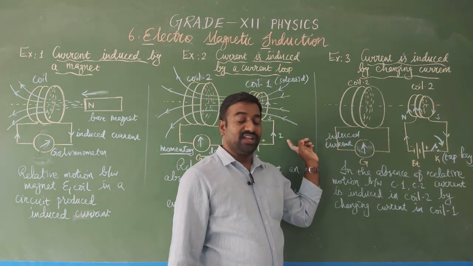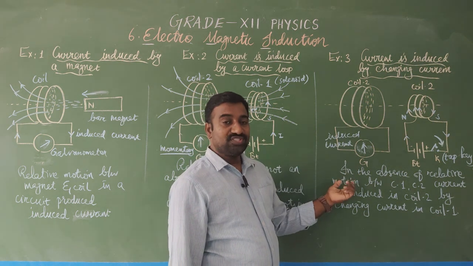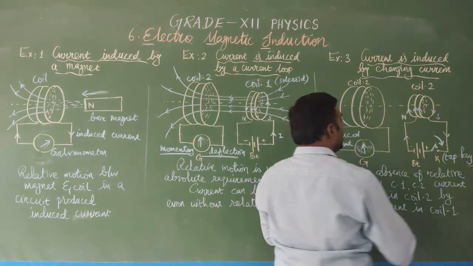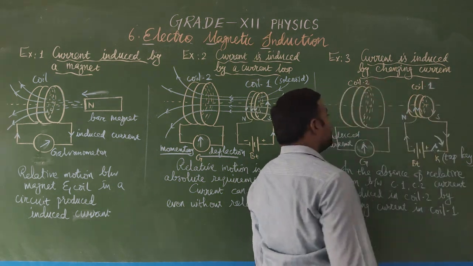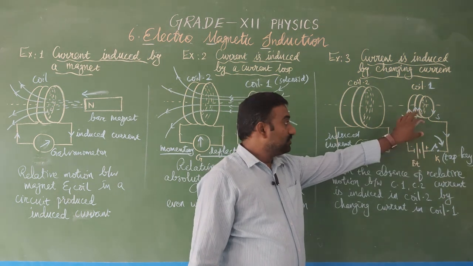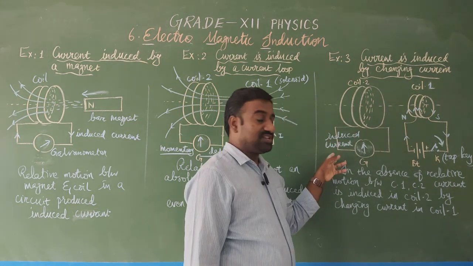So in experiment 2 and experiment 3, without any relative motion, due to coil 1, in coil 2 the EMF is induced. Okay, so in the first coil we have the tap key. So with the help of the first coil, in the second coil the EMF is induced, that is the induced current.